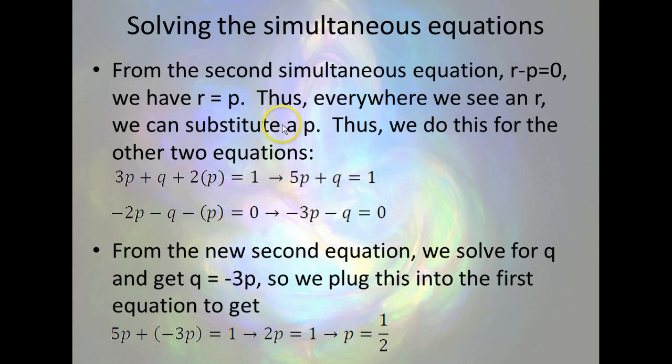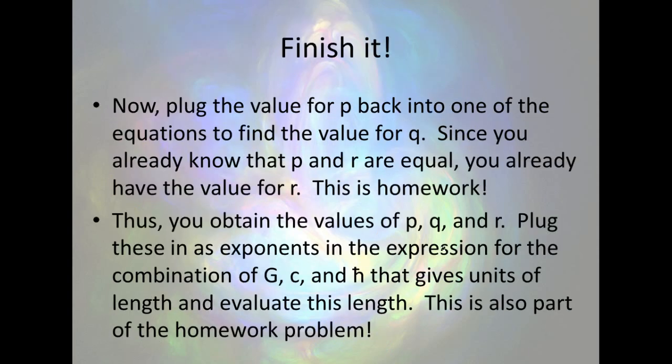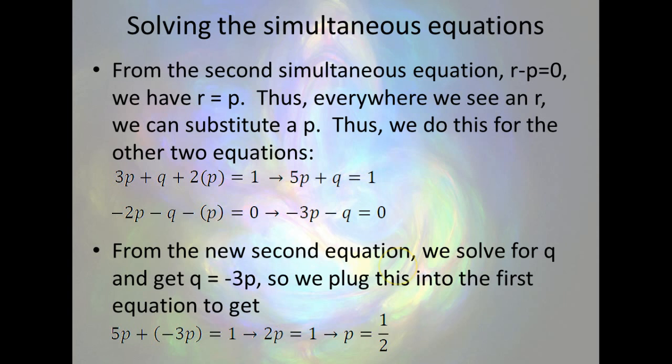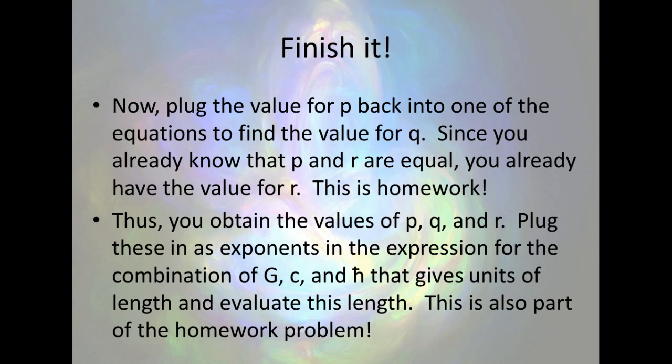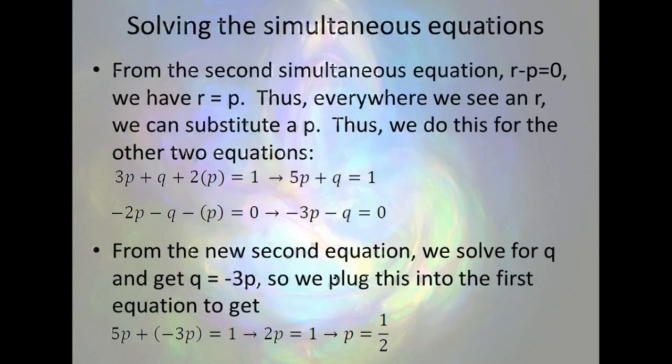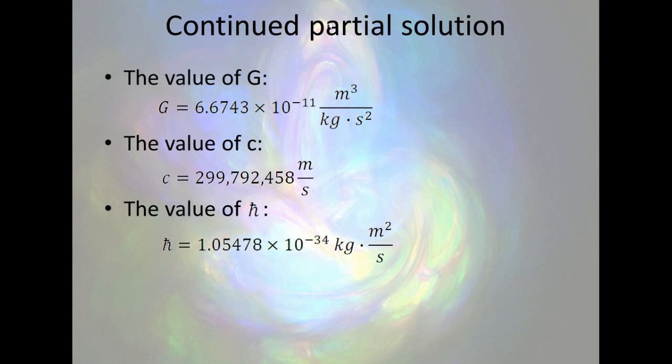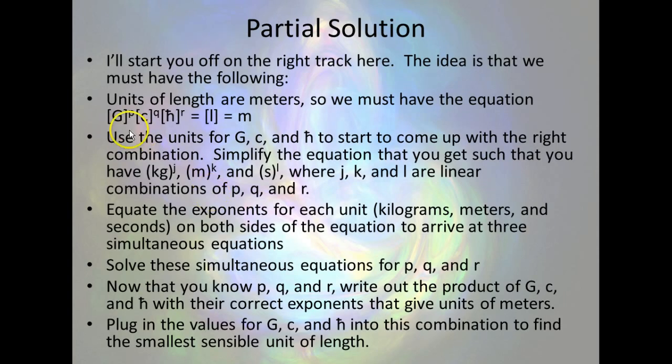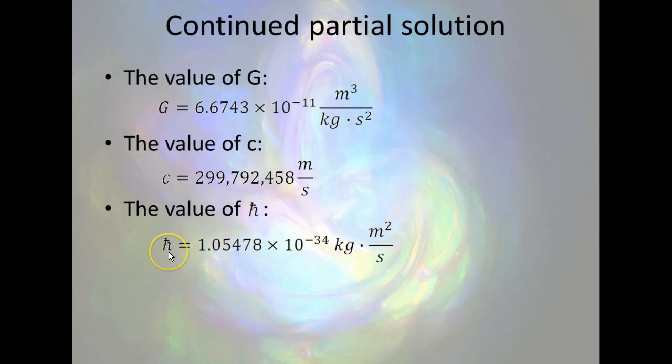And we already realized that r is equal to p, so now we know that r is equal to a half as well. So based on that, you can plug your numbers back into the original equations and find out the value of q. And once you've done that, you will have values for p, q, and r. You're still not done though. Now, based on that, you go back to here and plug in the values of big G, c, and h bar using the exponents of p, q, and r that you just found. For example, you know that p and r are both equal to a half, and I'll let you figure out what q is.